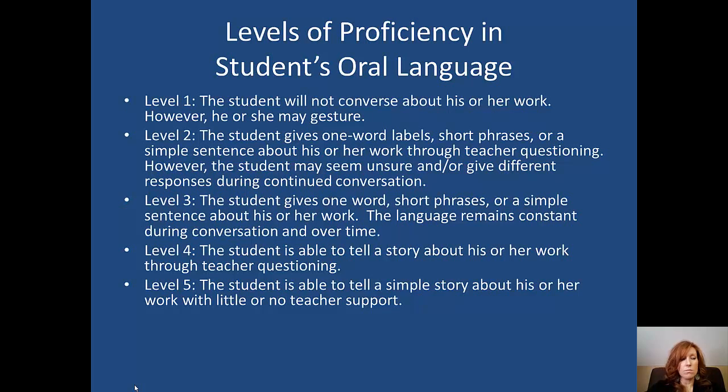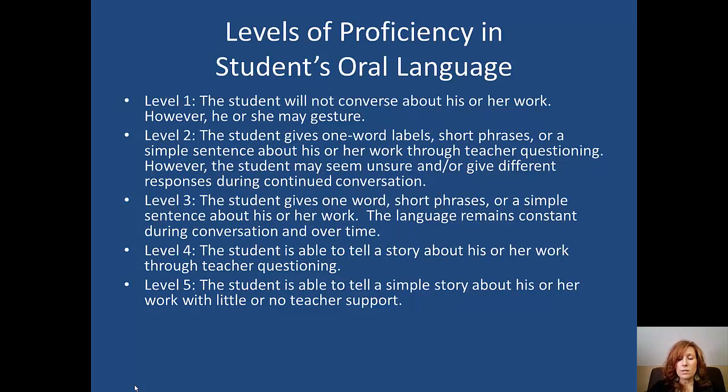So their description of their picture may change over time because they're not quite sure what they've drawn. A level 3 student gives one word or short phrases or simple sentences about what they've completed. The language remains constant during the conversation and over time.